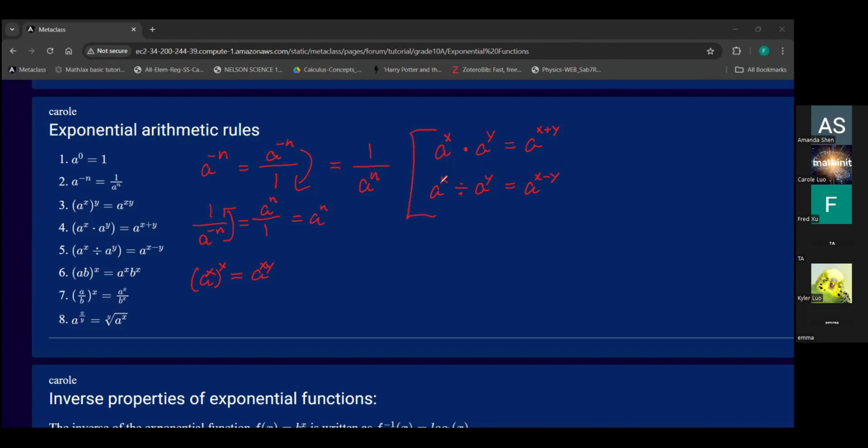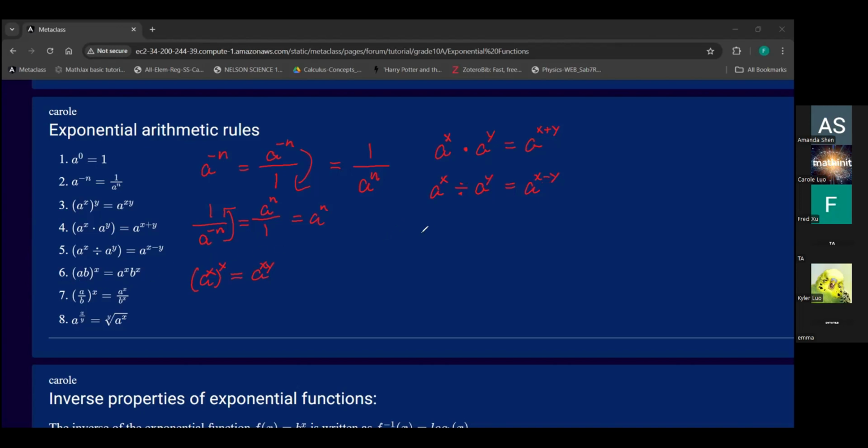These two rules are pretty much the same. It's just that this one's multiplication, this one's division. So this is relatively easy to remember. Multiplication is addition of the two exponents. This is division, so it is the subtraction of the two exponents.